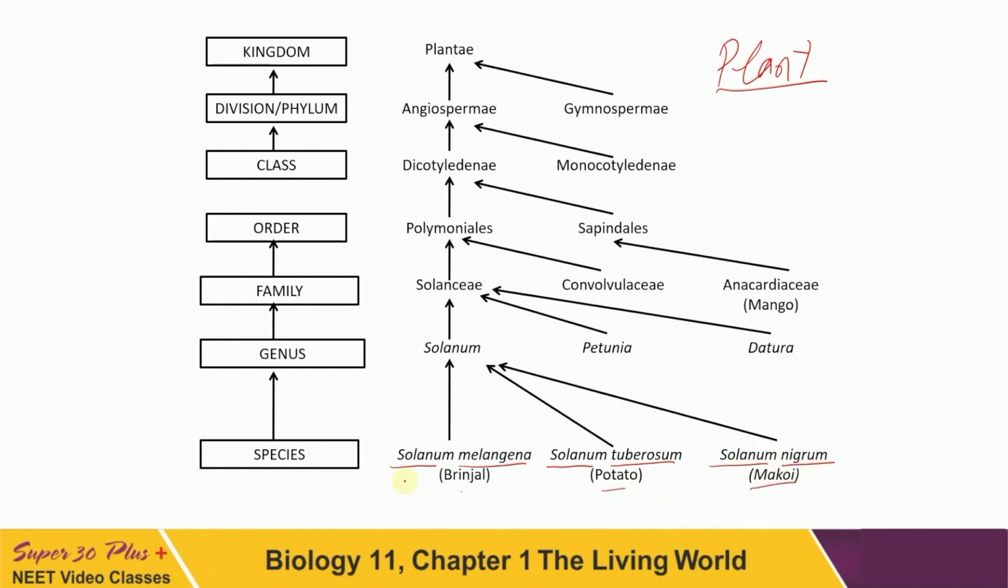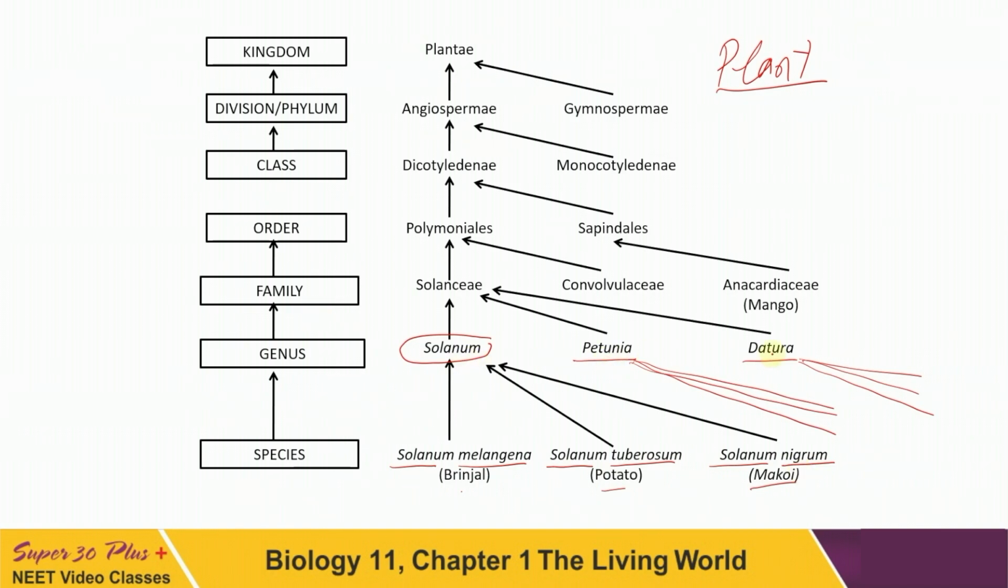All these 3 species have more characters in common. That's why all of these have been put in genus Solanum. The same case will be there for another genus, Petunia, and Datura. In the same way, they will be made by their species. Datura has its own species. So what is genus? Genus is a group of related species. What is family then?